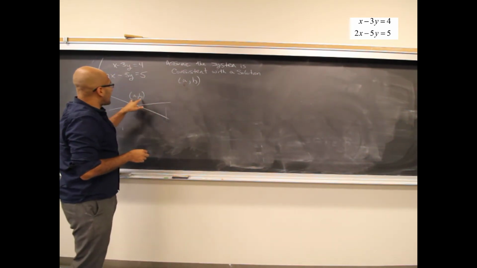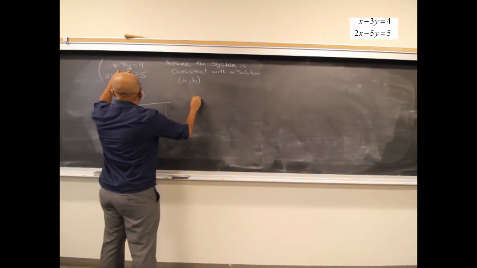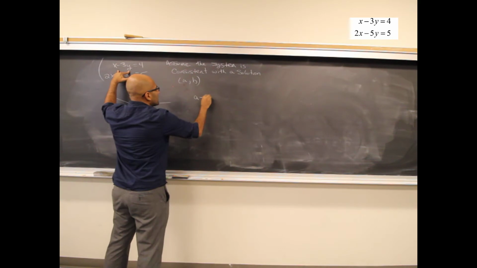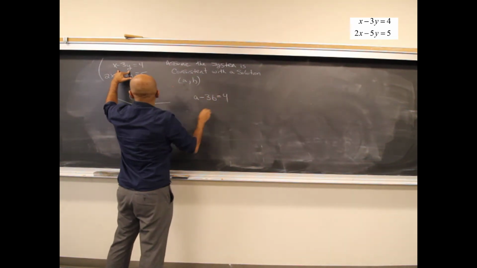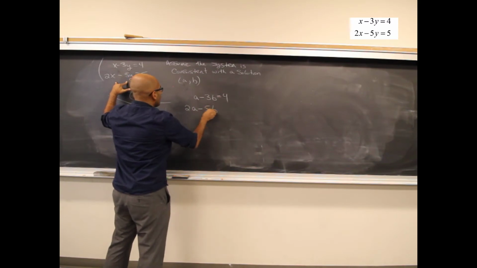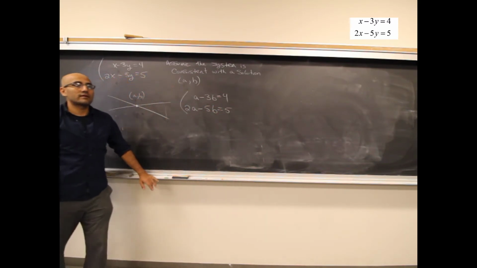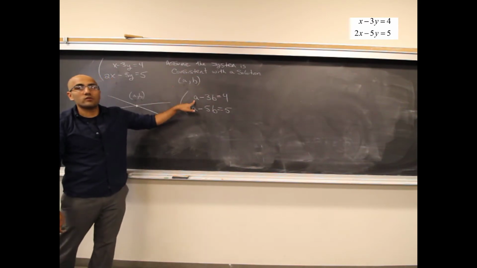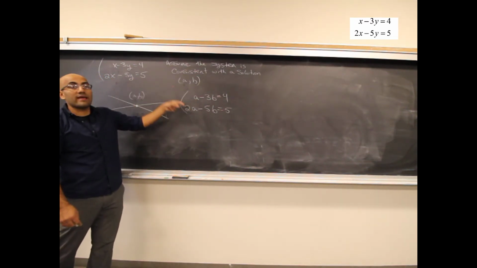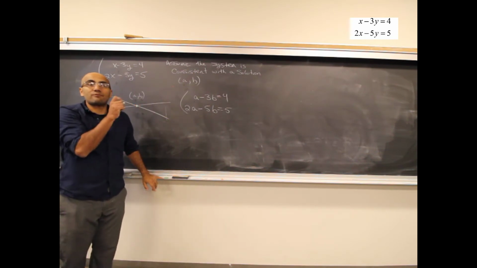Which means that at that point, where this is a solution, this is going to be the statement A minus 3B equals 4, and this is going to be the statement 2A minus 5B equals 5. So we get that. Guys, keep it down. So these are the statements that we get from that. Okay, so now we need to figure out a way to substitute.